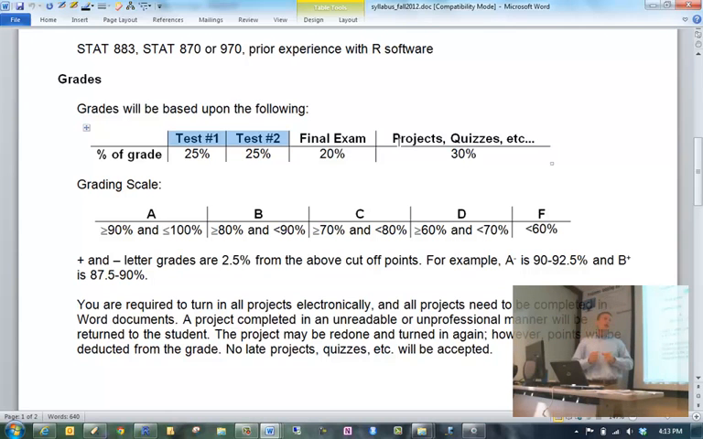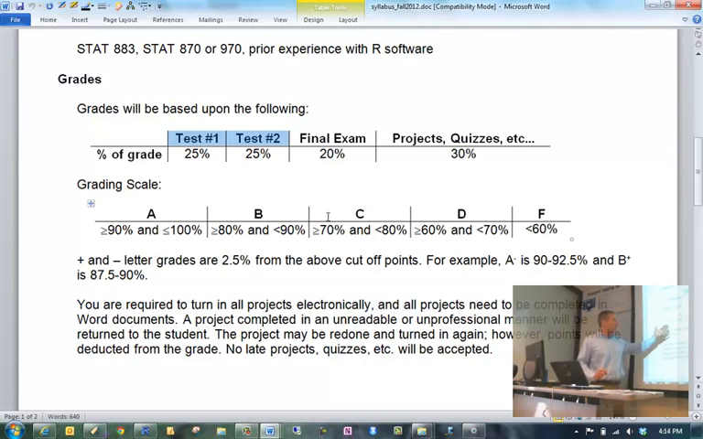Everything's scaled to that. What I mean by that is, let's say you did great on Test 1, Test 2, and the final exam, and you got 100% on all of them. Let's say you didn't do any projects or quizzes. Well, you get 0% for that, so overall your grade would be 70%. Okay, so that's how that would work.